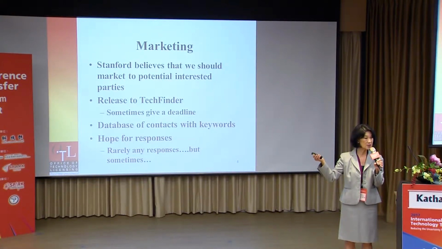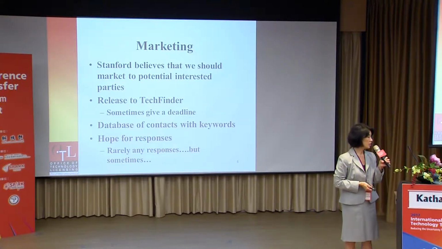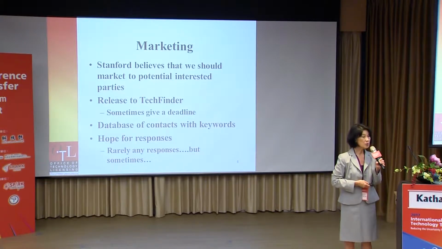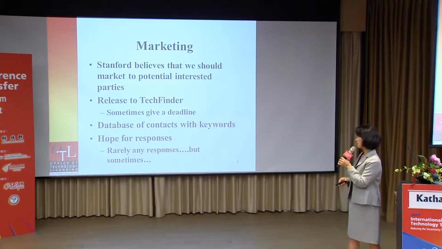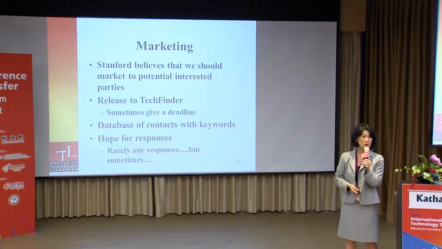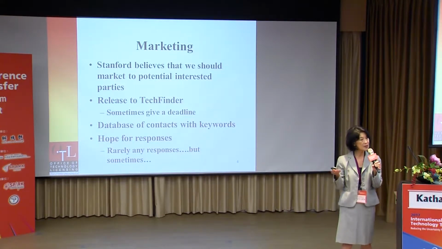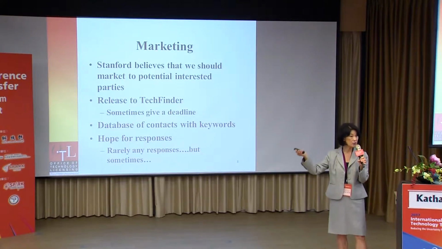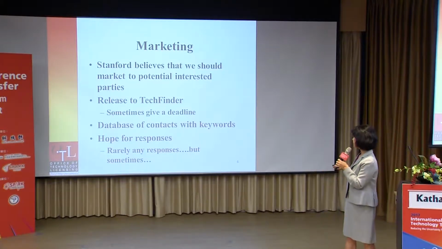We have a website called Tech Finder. Any of you could go to it and look for any of the technologies that are available for licensing at Stanford. So we feel we have an obligation to all of industry to at least share the potential ability for a company to license that technology. Sometimes when we know an inventor wants to start a company, we might have a shorter deadline. It might be 4 weeks rather than 3 months. But in general, we believe in the philosophy of always making it known.